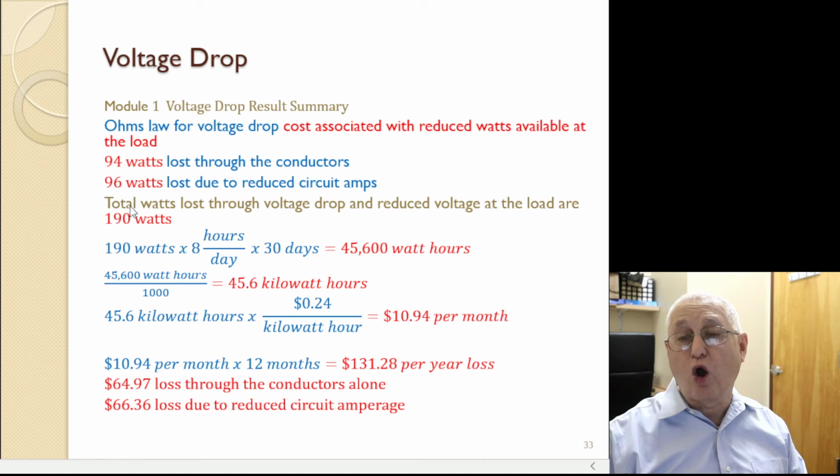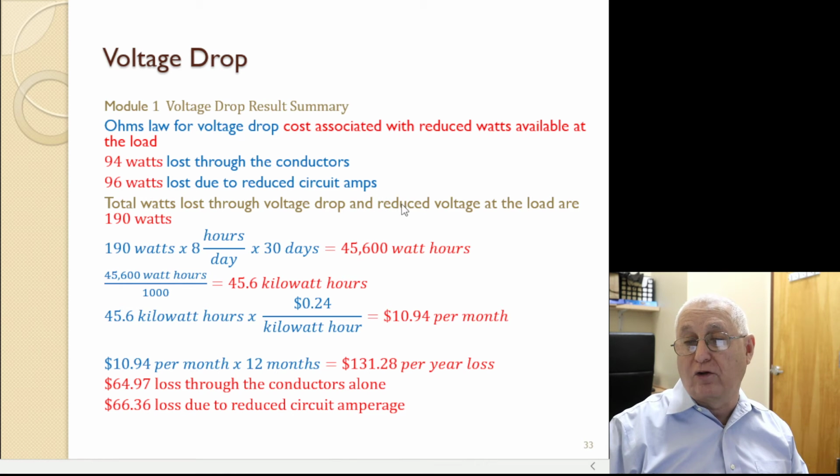Now let's look at the cost associated with this. We have 94 watts lost through the conductors, 96 watts lost due to the reduced circuit amps to the load resistor or to the equipment. The total watts lost through voltage drop and reduced voltage at the load are 190 watts. That's almost like a 200-watt light bulb or two 100-watt light bulbs.